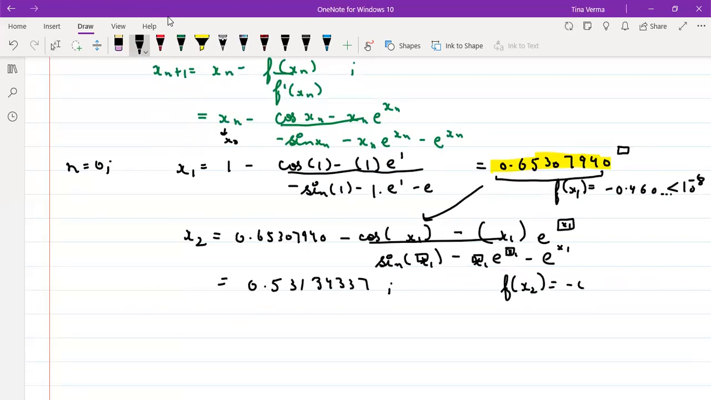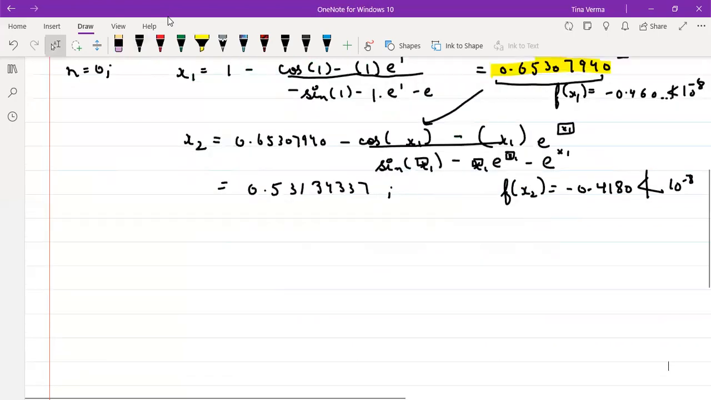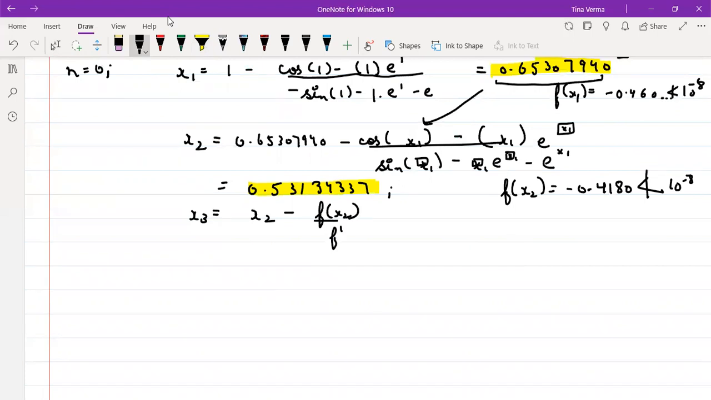Now again you will check the function value at x2. So function value at x2 is coming out to be 0.4180, that is also not less than 10⁻⁸, that means you can't stop over here. Again you will perform the iteration x3. Now what will you substitute in the function, your new value x2, what will it become, x2 minus the value of this and its derivative. So when you calculate, this is coming out to be 0.5179091. So now this is your new value.